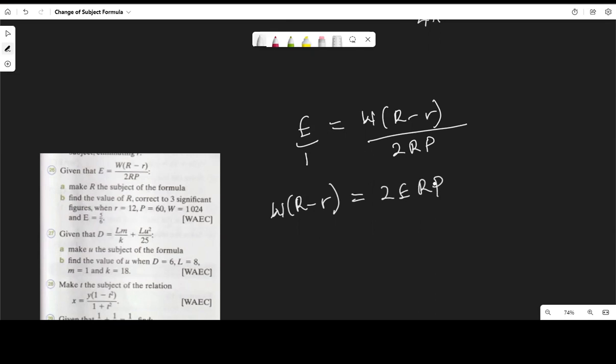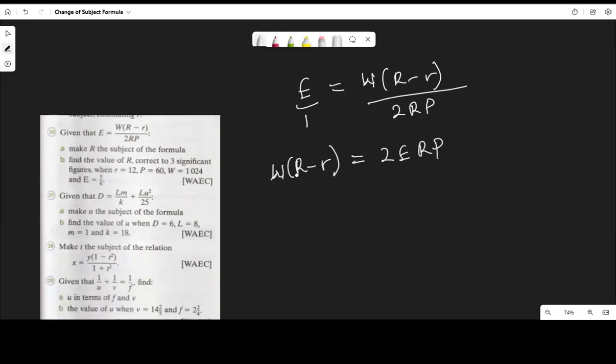2ERP. I want to make capital R the subject of this equation. First of all, let's distribute this W. This W multiplies each term in this bracket. W times capital R is WR, and W times small r is Wr, equal to 2ERP.